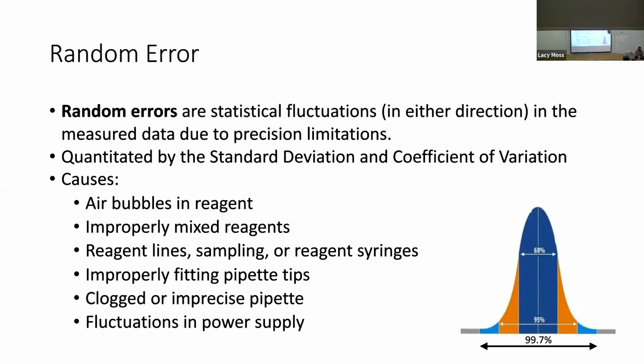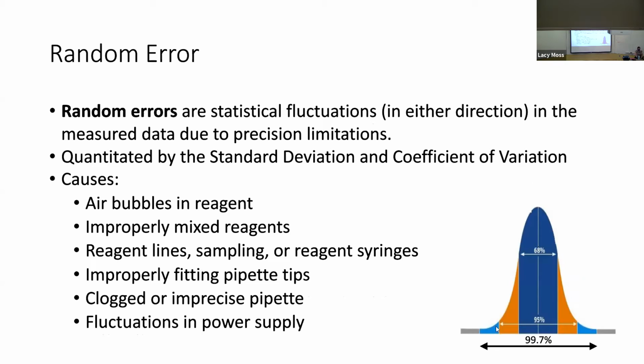All right, so random errors on the other hand. These are just statistical fluctuations. They can be on either side of the mean, and this is just due to the precision limitations of the assay. So this is just randomness. You can't control it. It just happens every time. It's just the way life is. You can quantitate these though by the standard deviation.